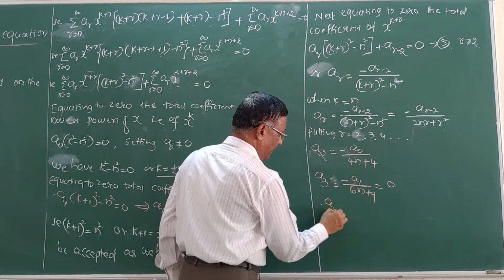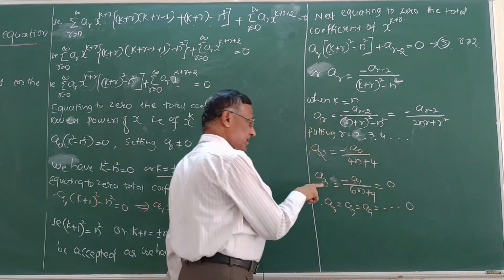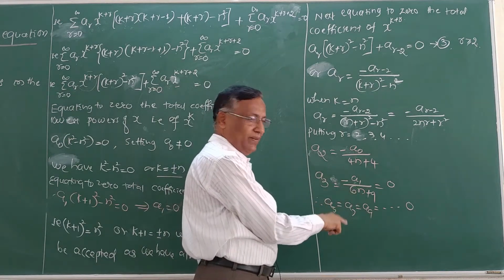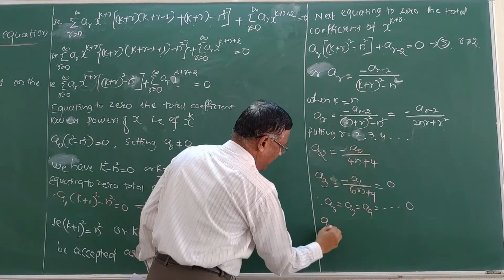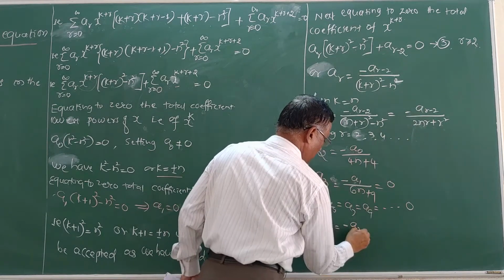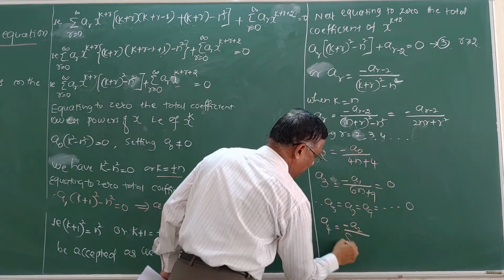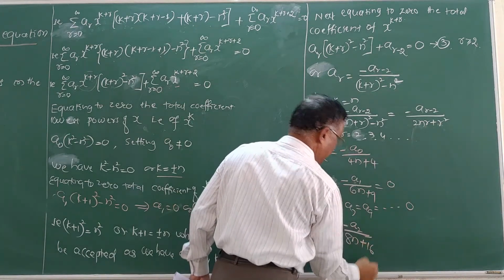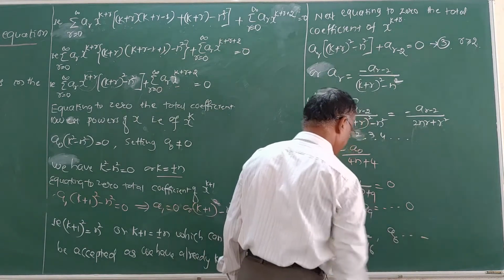Therefore, a3 equal to a5 equal to a7 equal to a9 etc. equal to 0, because all these are expressed in terms of a1, hence all these become 0. Now, when r equal to 4, we get a4 equal to minus a2 divided by 8n plus 16. Similarly, we can obtain a6, a8 etc.